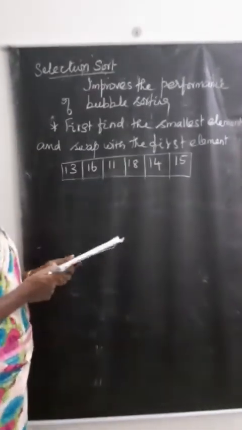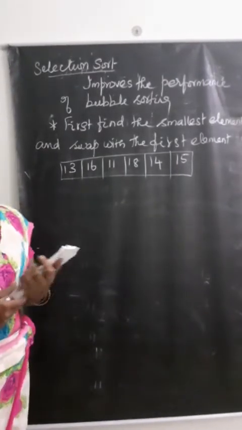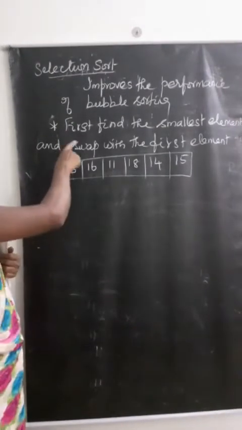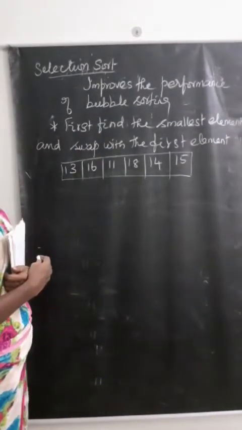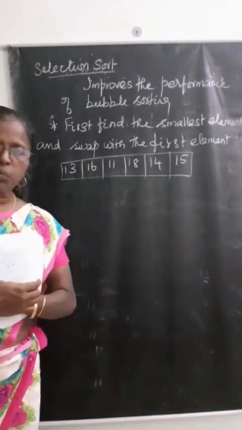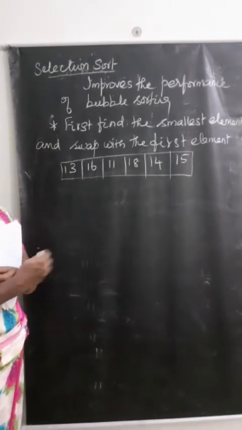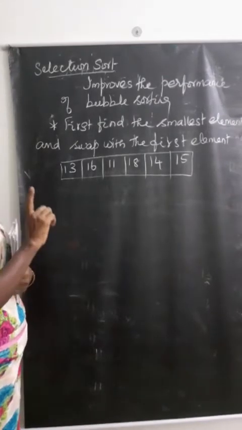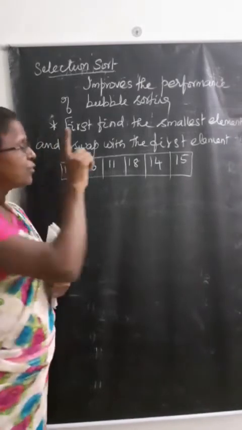Next, selection sort. It improves the performance of bubble sort. See here, the key point is: first find the smallest element and swap it with the first element.